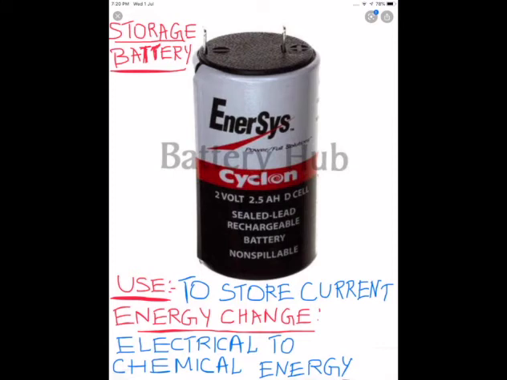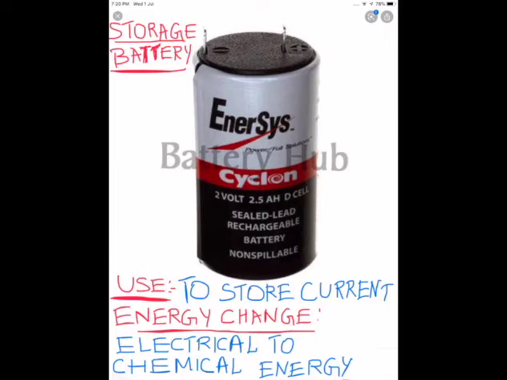Now, what is the name of this device? It is a storage battery. Okay, here on the battery it is written rechargeable battery. What is the use of this battery? To store current. Correct? When there is no electricity, we can recharge our mobile. We use the battery bank, isn't it? What is the use of battery bank? When there is no current, we can charge our mobile using that battery.